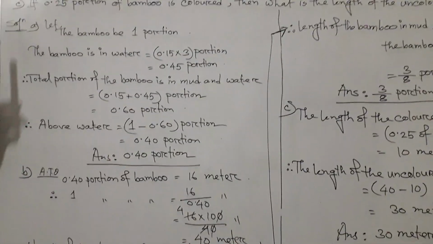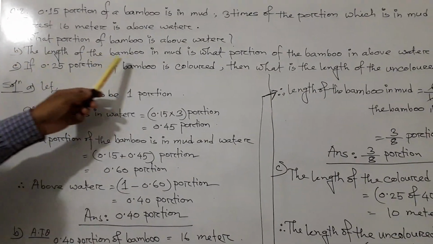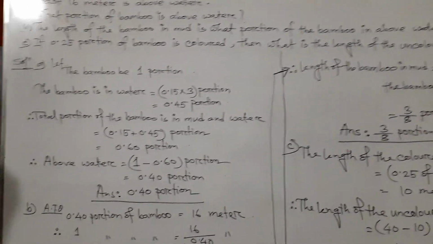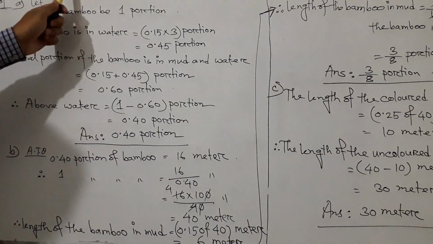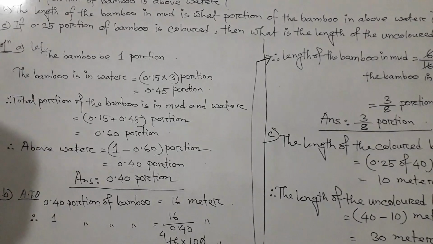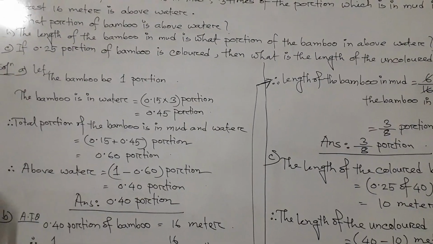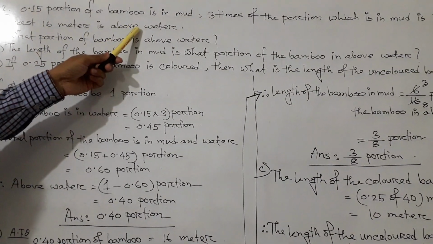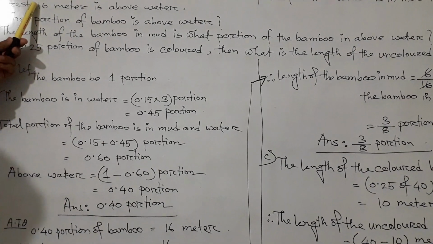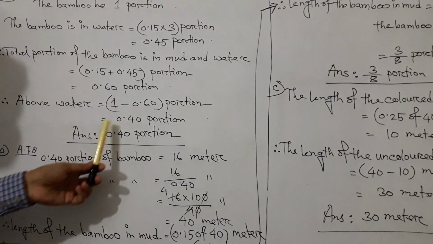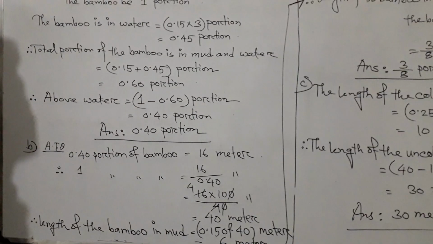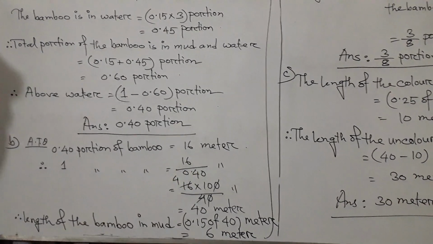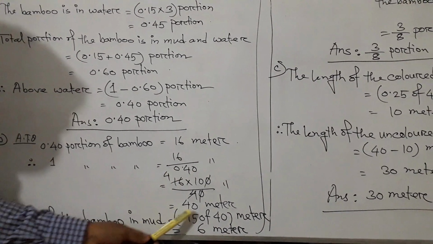Okay. Then we find question B. The length of the bamboo in mud is what portion of the bamboo above water. Now we find the length in mud, so first we find the total length of the bamboo. Given conditions: the rest of the bamboo, 16 meters, is above water. Now according to the question, 0.40 portion of the bamboo equals 16 meters. So 1 portion equals 16 divided by 0.40. Now calculate, then the result is 40 meters.